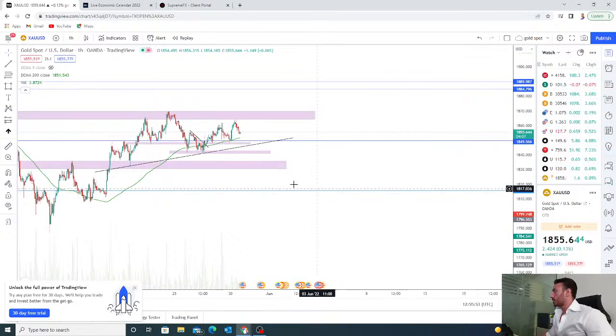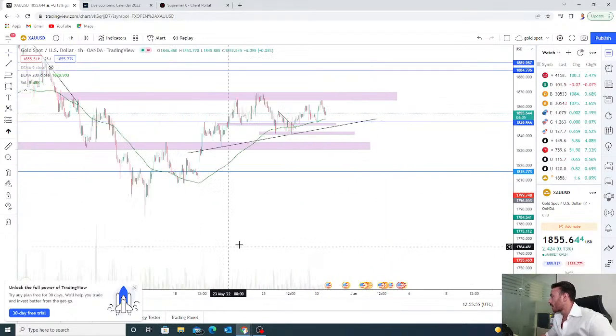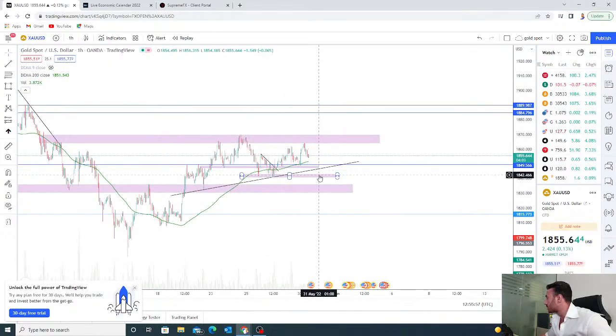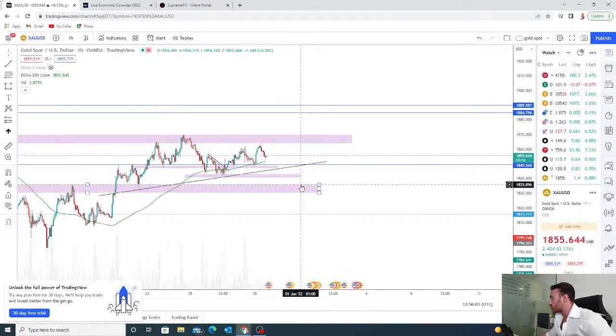All right. So I would like to see gold holding above 36. Okay, I would like to see gold holding above 36. Even if we see a break down this trend line, I would like to see it pass over again.